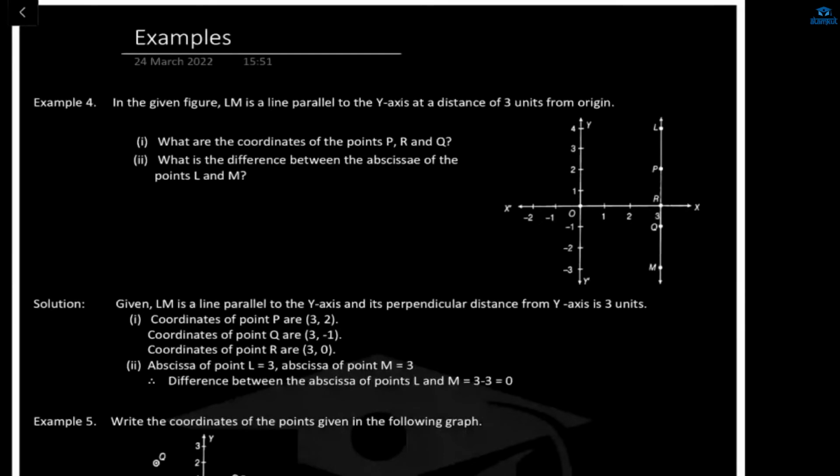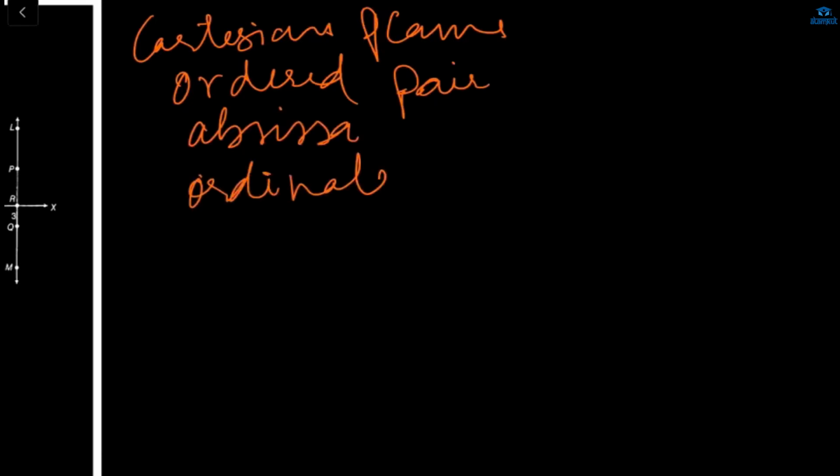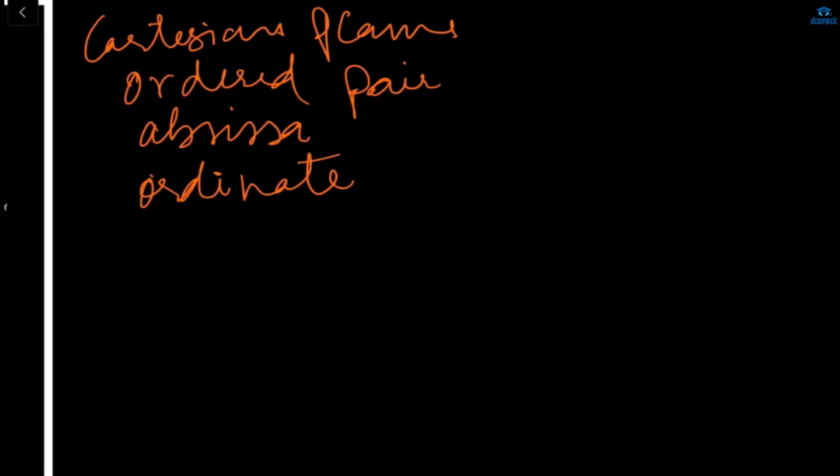So let's go to coordinate geometry. We have already discussed the basics of coordinate geometry. What are the points? What is the Cartesian plane? And what all things did we discuss? We discussed the Cartesian plane, ordered pair, abscissa, coordinate, and then how you are going to make a Cartesian plane.